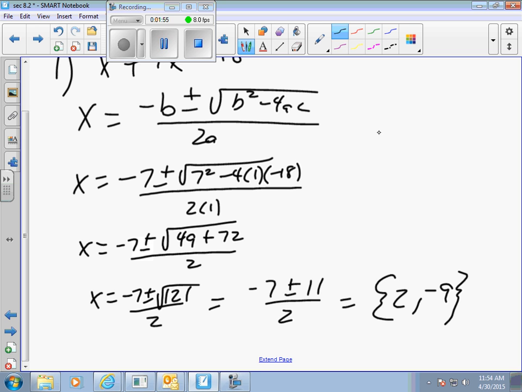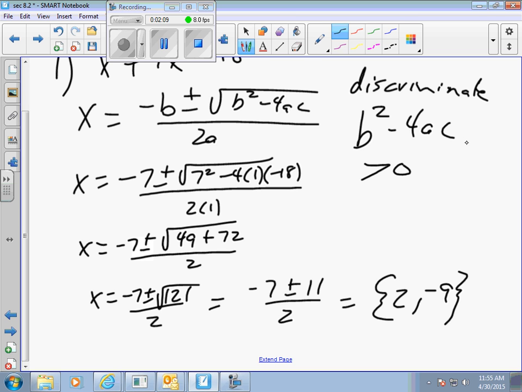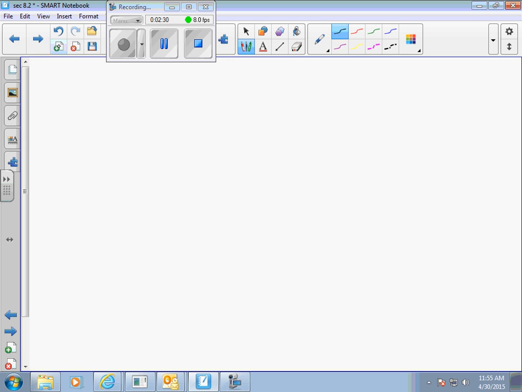Remember, this b squared minus 4ac is called the discriminant. And there's three things that can happen. If the discriminant is greater than 0, then we get 2 reals. If it's equal to 0, we get 1 real. And if it is less than 0, then we get 2 imaginary numbers, which means there's no real numbers because they're both imaginary. Let's take a look at one more question.